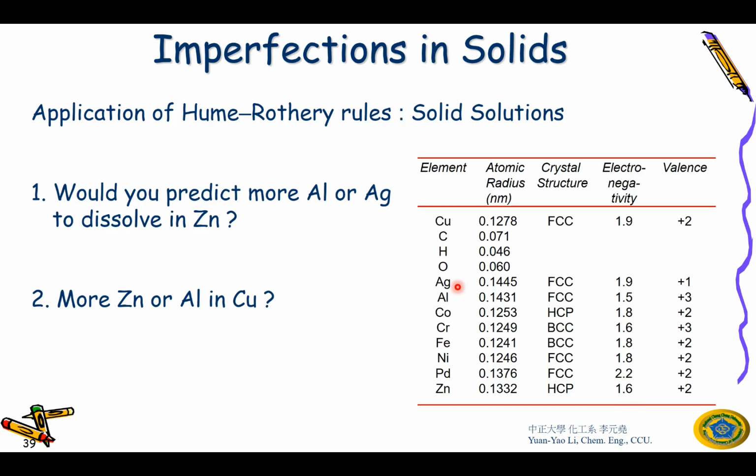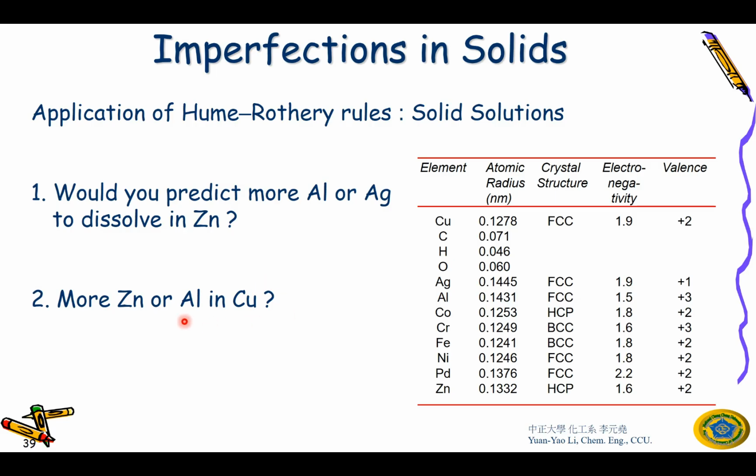Okay, so now which one is better, silver or aluminum, to dissolve in zinc? And then the final consideration is valence. You want to choose high valence rather than low valence. So let me know your answer. Right, so that is question 1.